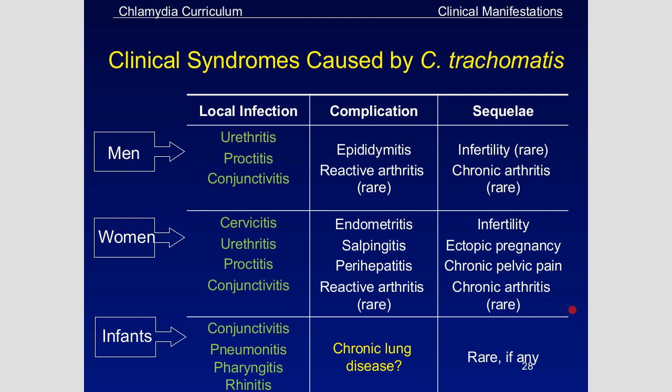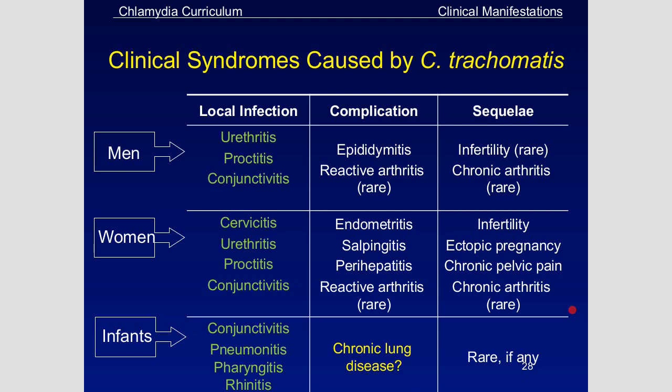So you can see from here, if I was to ask you, and again, keep in mind, how would men present with Chlamydia trachomatis infection? So these are in terms of prevalence, right? Urethritis is the commonest thing. Then proctitis, right, and conjunctivitis. So these are the three important aspects, okay?